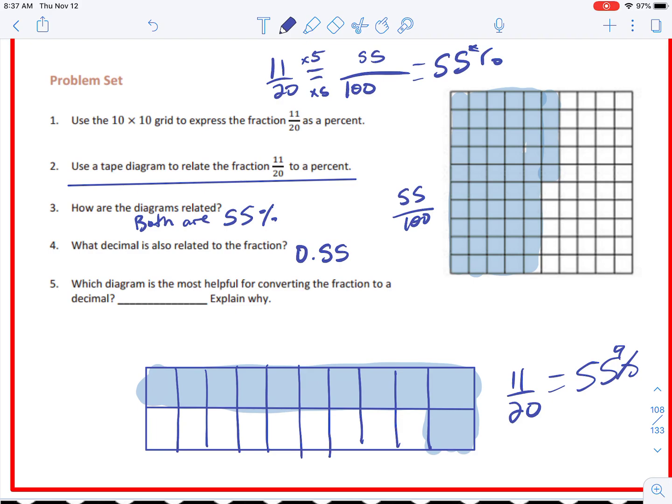Okay. Which diagram is most helpful for converting the fraction to a decimal? Well, I like the 10 by 10 grid because it gives us 55 over 100 already. It's over 100, so I know that I have to put 55 in the hundreds place.